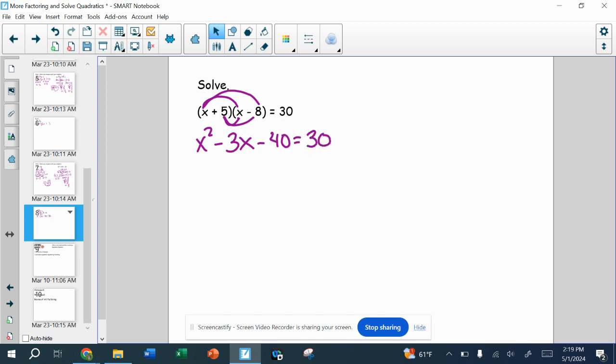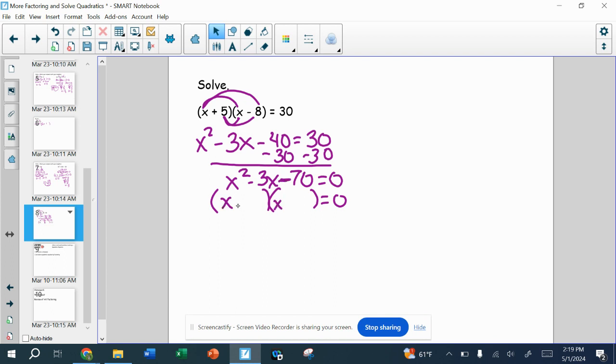equals 30. But I need that to be equal to 0. So let me subtract 30. And I'll have x squared minus 3x minus 70 equals 0. Now I can factor it. And I'll have different signs, so 1 plus and 1 minus. What numbers multiply to be 70, but subtract to be 3? Well, it's going to be 7 and 10, and this says that I've got more negatives. So I'm going to put the 10 here and the 7 here.